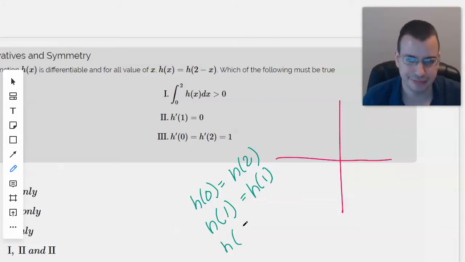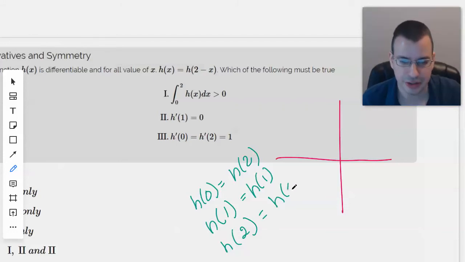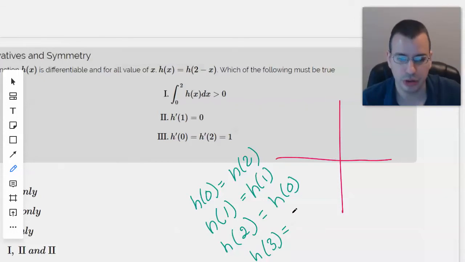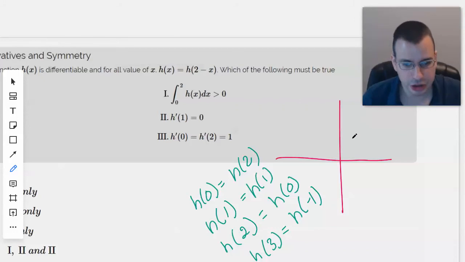h of 2 equals h of 0, which I already knew up there. And then, let's see, h of 3 would equal h of negative 1. So it looks like everything is symmetrical about x equals 1. So I have something like this.